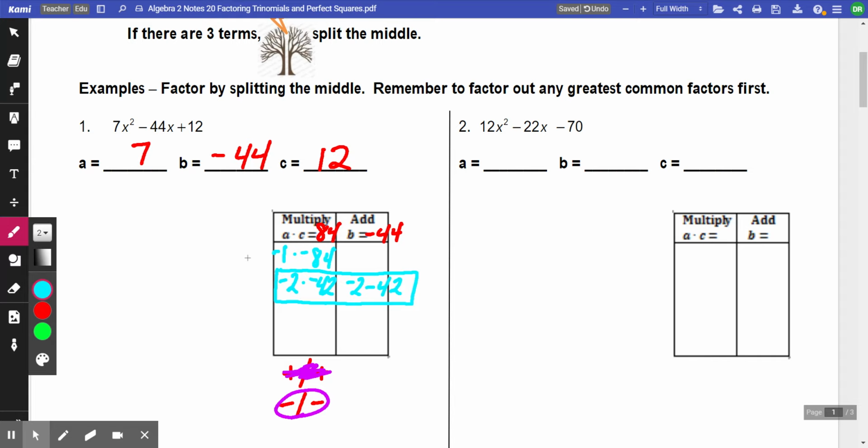And so in this idea of split the middle, we take our original trinomial, which was 7x squared minus 44x plus 12, and we split up that middle term into the two values that we have now found, which were -2x and -42x. So what is important is that these two numbers that we have chosen combine back to that middle term. And then we just bring down our first term of 7x squared and the last term of plus 12, and this should look very familiar to what we just did with factoring polynomials last time.